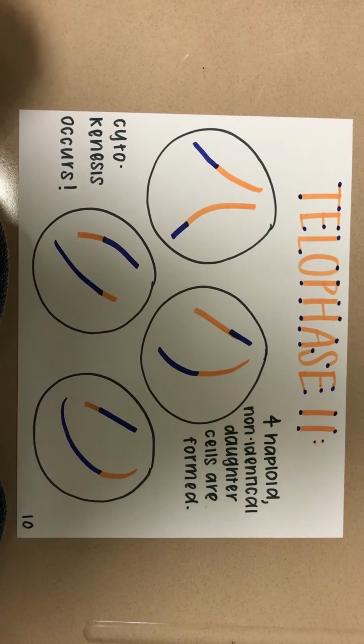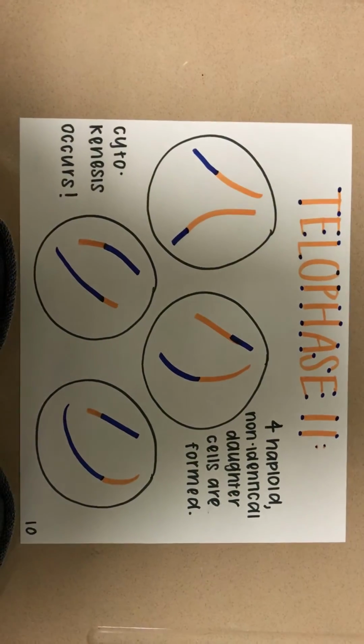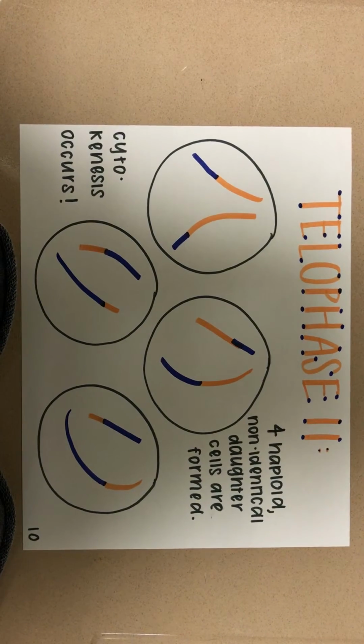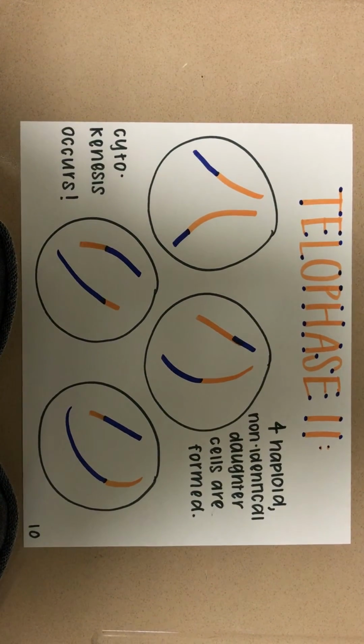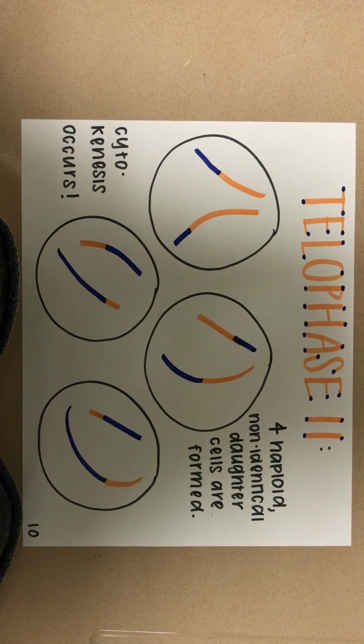Finally, telophase 2 occurs. In this phase, a nuclear envelope forms around each set of chromosomes, and cytokinesis occurs, producing 4 daughter cells, each with a haploid set of chromosomes.